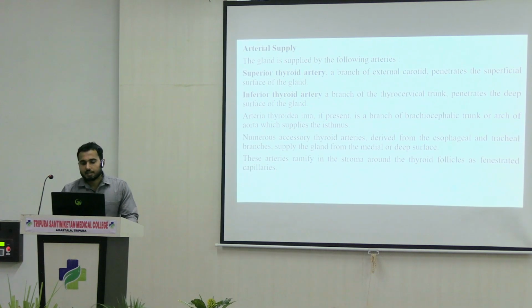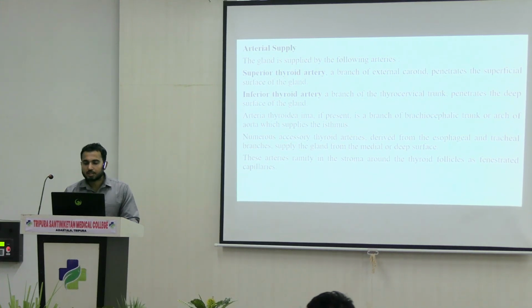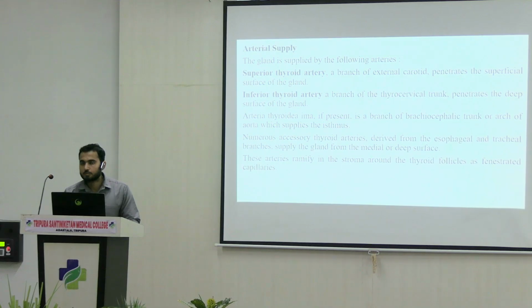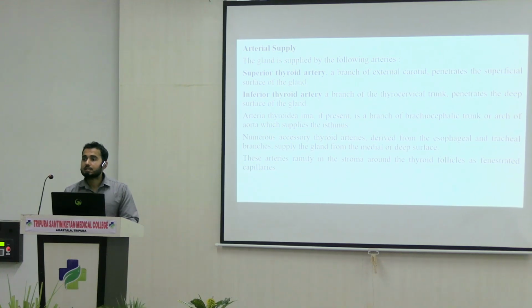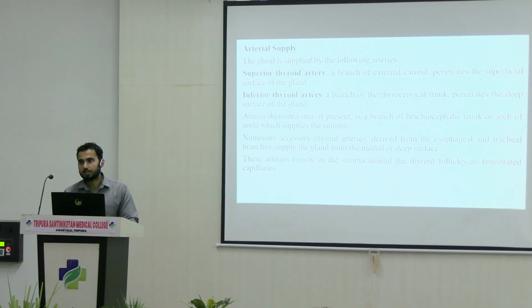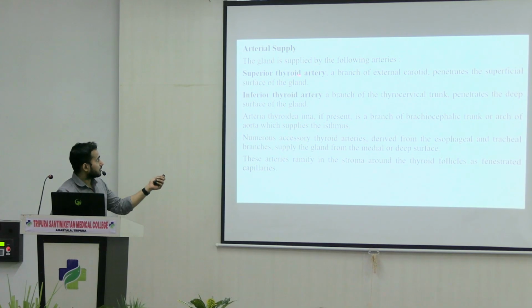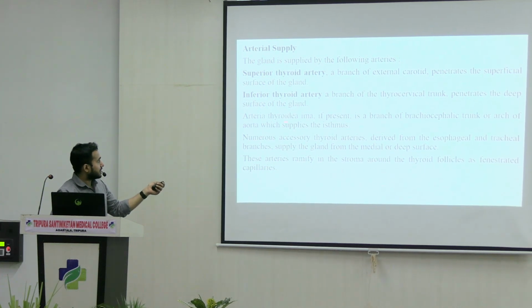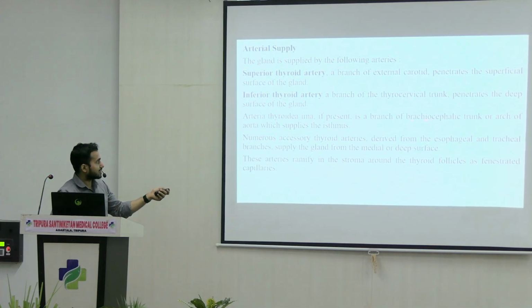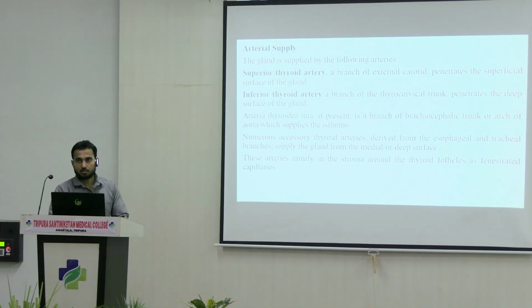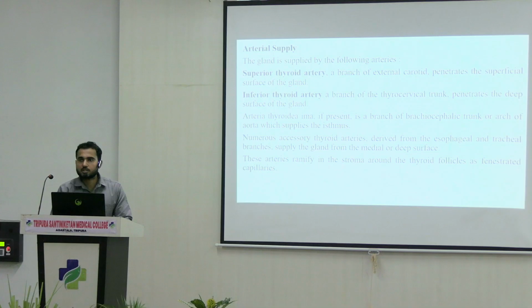Now, in the arterial supply, mostly it is supplied by the superior thyroid artery and inferior thyroid artery. The superior thyroid artery is a branch of the external carotid artery, and the inferior thyroid artery is a branch of the thyrocervical trunk, which is a branch of the first part of the subclavian artery. And as I said, an additional blood vessel is also there, called arteria thyroidea ima. Sometimes it arises from the brachiocephalic trunk or arch of the aorta, and supplies the isthmus. But this is occasional. Every time it is not present.